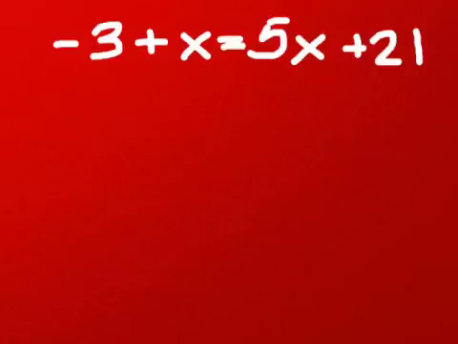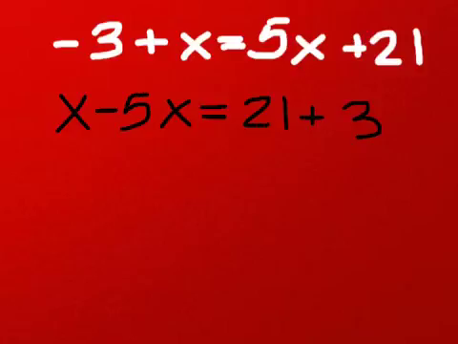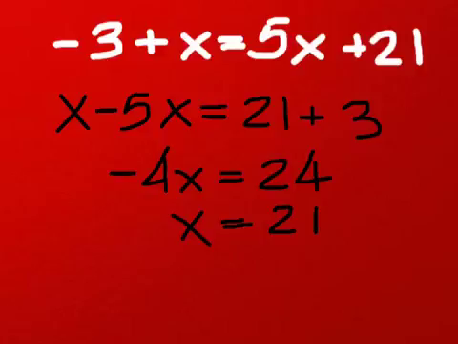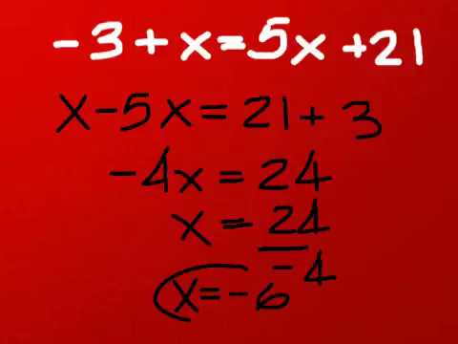Here is another bonus problem. This should be x minus 5x equals 21 plus 3. So that is a -4x equals 24. Divide by negative 4, and you should get a negative 6.